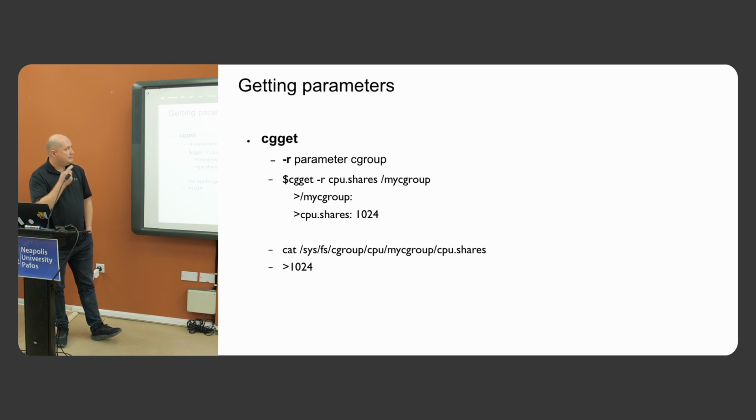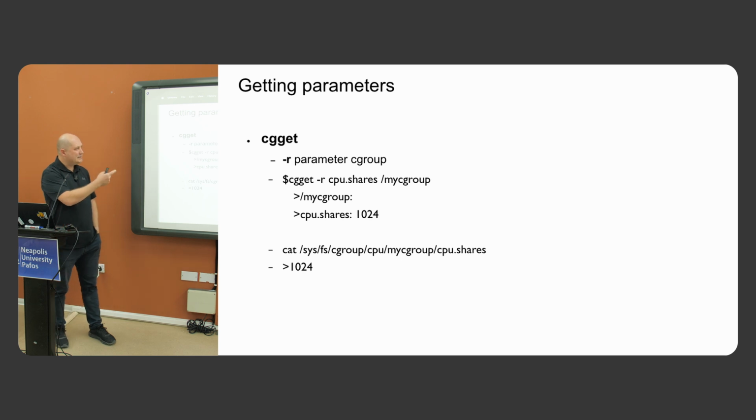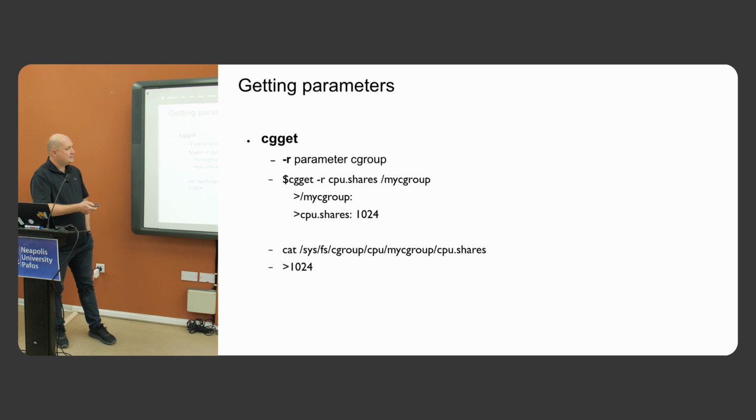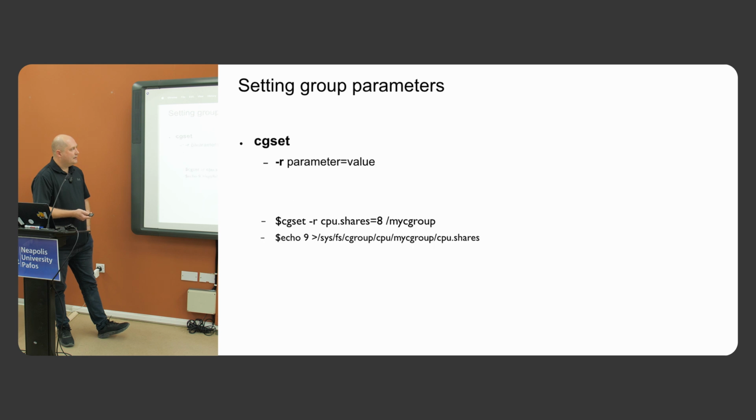Okay. This is the interface for getting parameters. In some cases, you can write to the control group just with echo, as you saw before, but this is the proper way to use it. Sorry, this is for reading parameters. Yes, cat works in many cases. This is for writing parameters. The same.